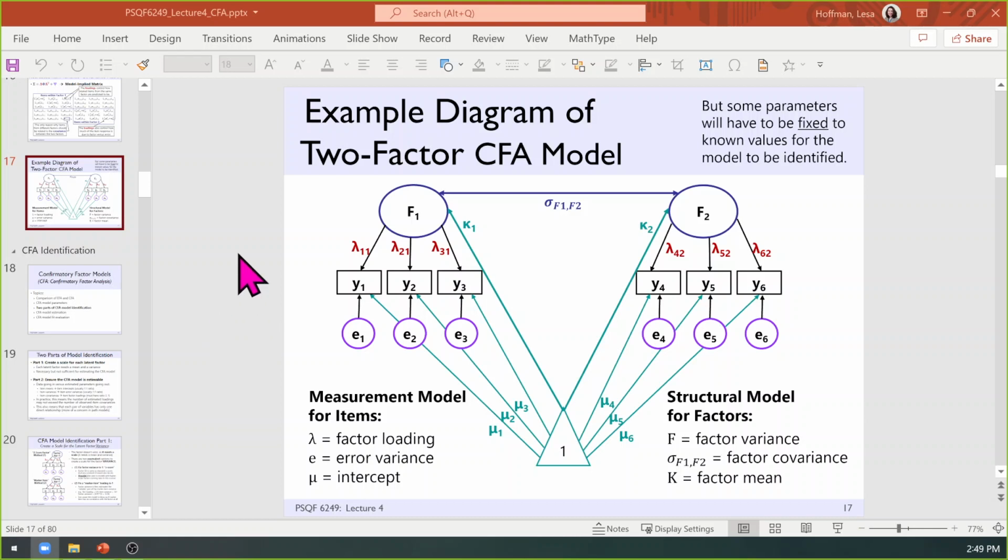Now we said at the top of class, right, what do we know about F1? It's imaginary. We think it exists. We hope that we've measured it with our items, but it's imaginary. We have to give it a scale for any of these numbers to be findable. That process of giving our F's a scale is known in part as model identification. There's actually two parts to model identification, and that's where we're headed next, I think.